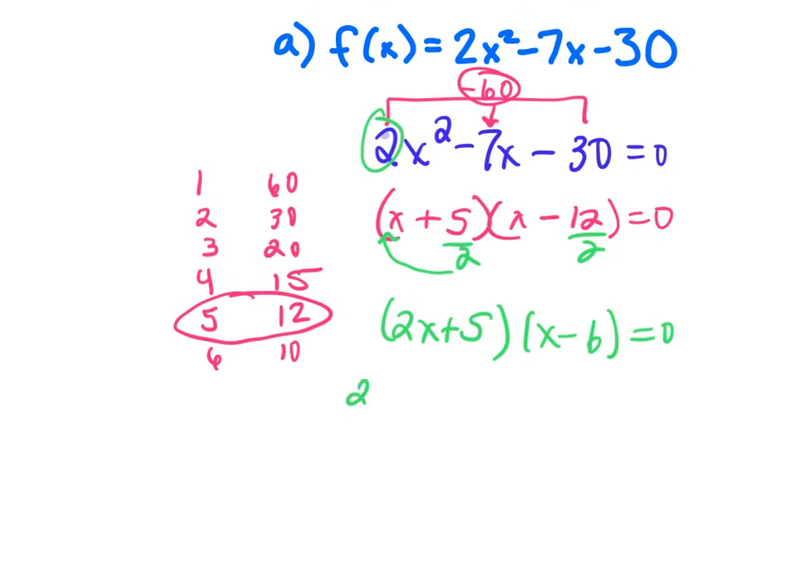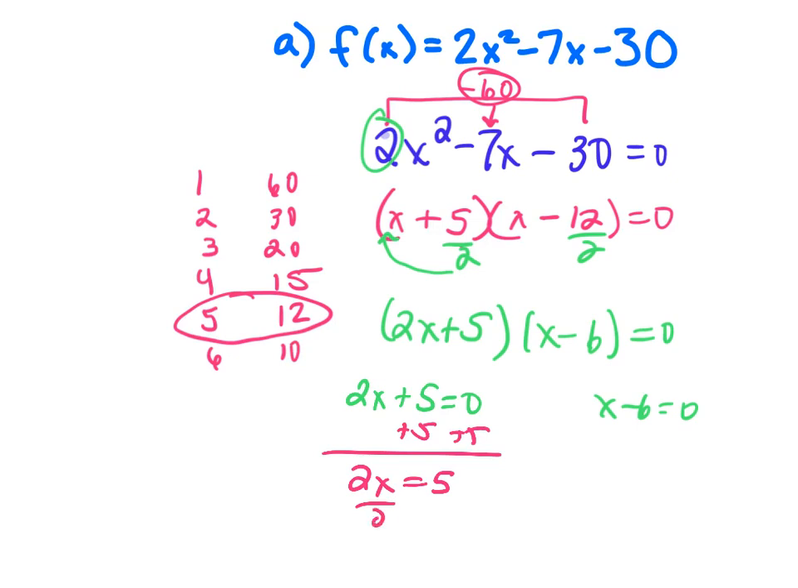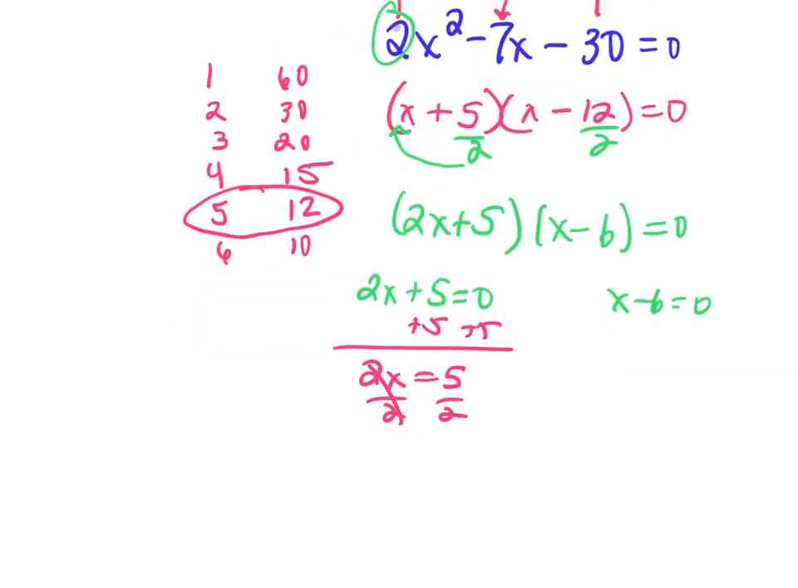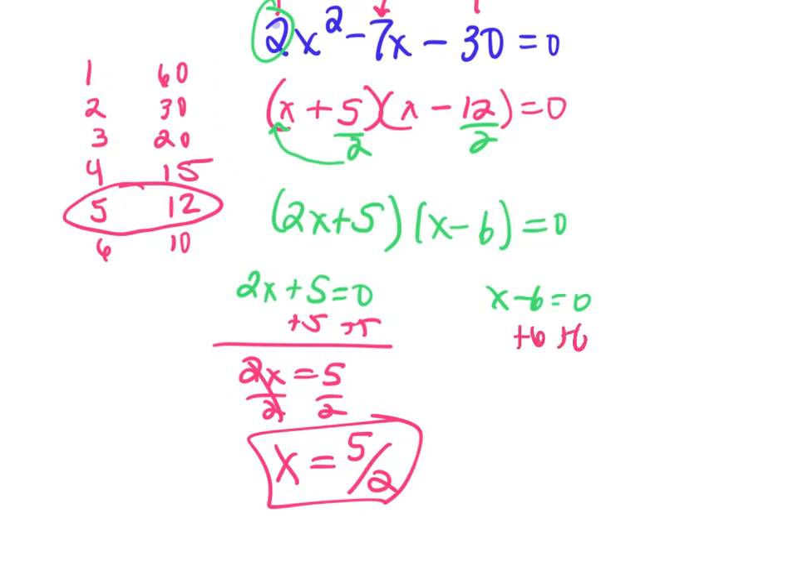Then we set each parenthesis equal to 0 and solve. So I'm going to add 5 to both sides. I get 2x equals 5. Divide by 2. And one of my zeros is that x equals 5 over 2. And then over here, I'm just going to add 6 to both sides, and I get a zero, or a solution, or a root, or x-intercept at x equals 6.